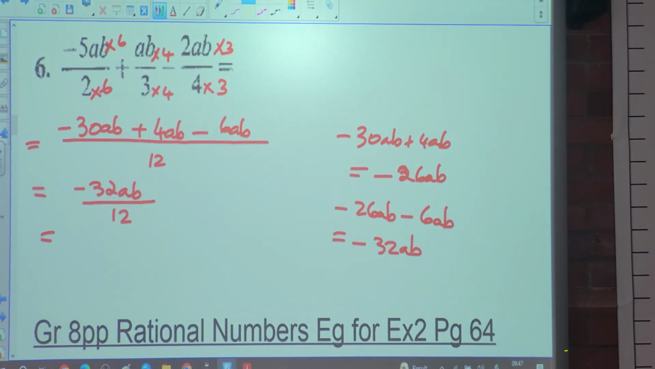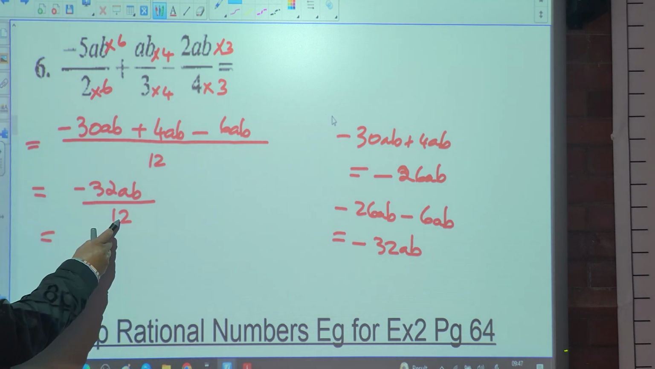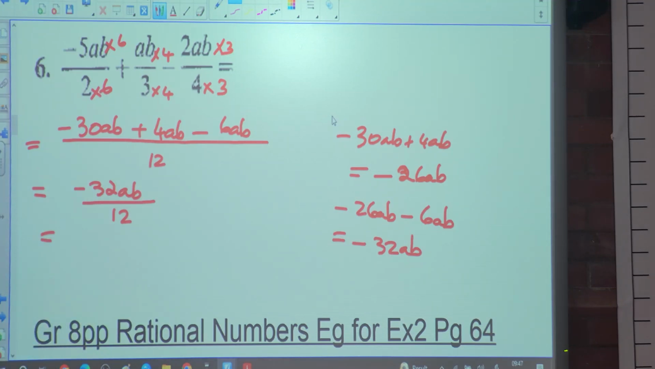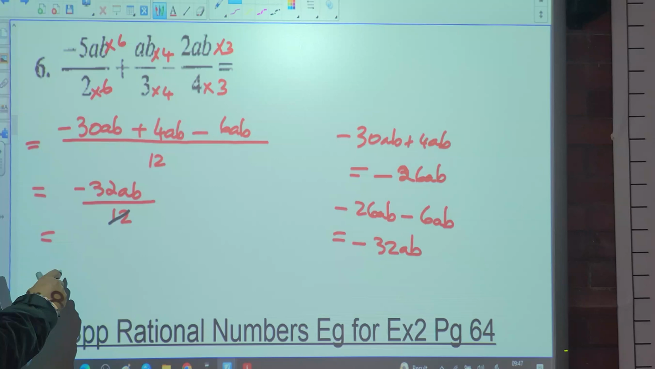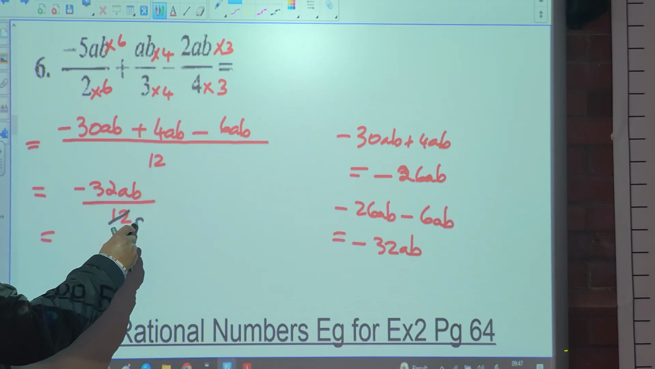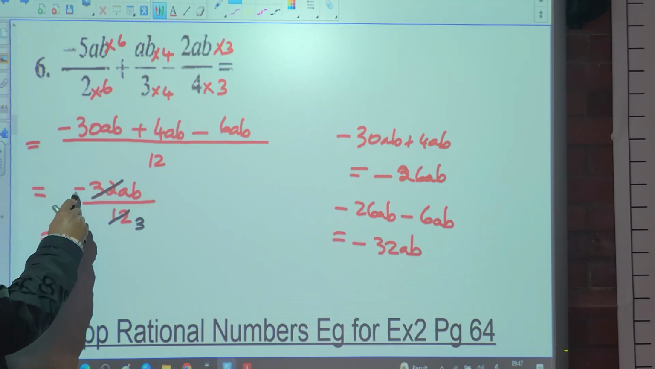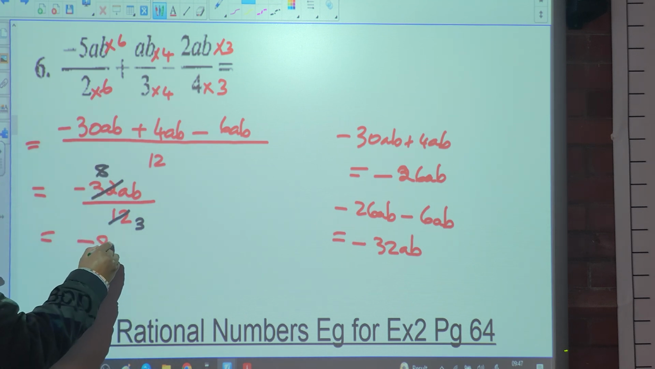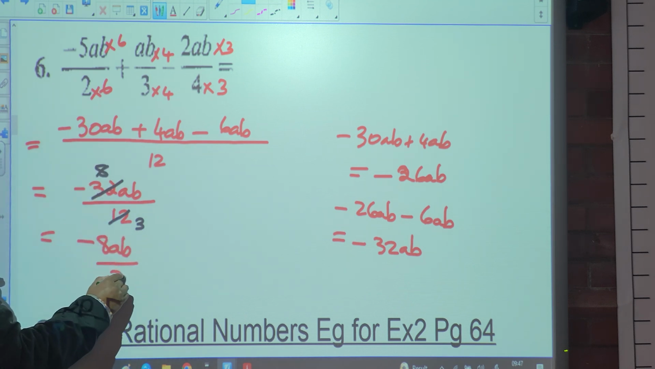Now you can simplify. What number, the highest common factor, goes into 12 and 32 without remainder? 6? 6 goes into 32 how many times? Okay, 4 then. 4 goes into 12 3 times. 4 goes into 32 8 times. So the answer is negative 8ab over 3.